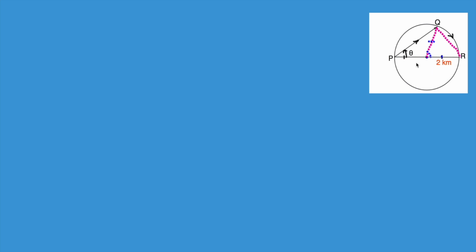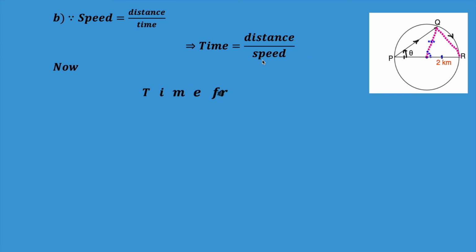Now look at the diagram again. Join the center and points Q and R. So we can calculate the angle at the center, because of angle P, at the center C, PCQ will be pi minus 2 theta. So this angle QCR will be 2 theta. We know speed is distance upon time, so time is distance upon speed. So we can form the equation.